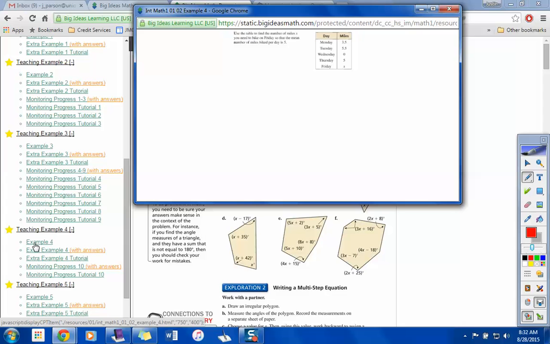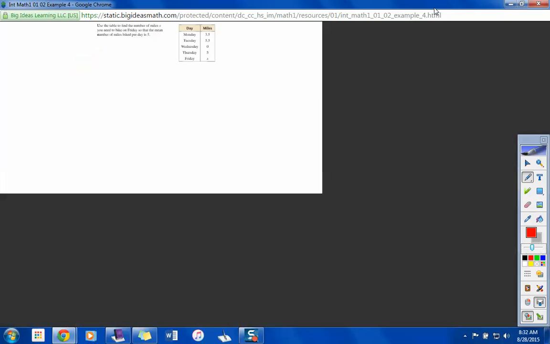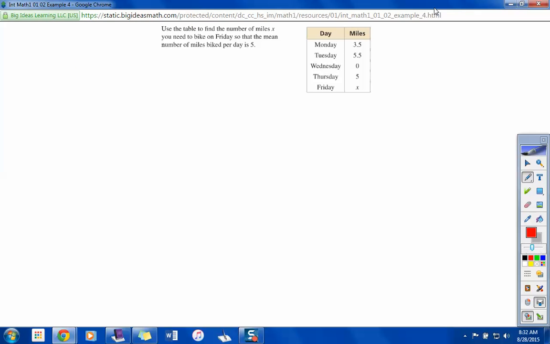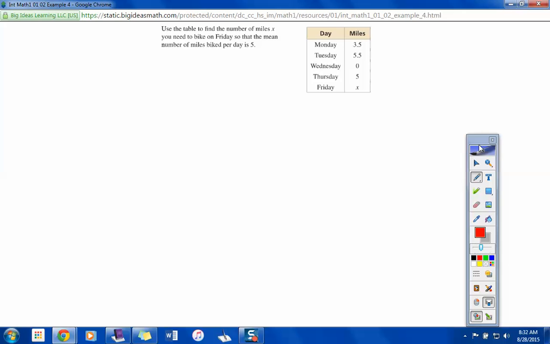Okay, I believe this is the problem you have up there. Is that correct? For your next example? Okay. In example 6, I believe it says the same thing. It's kind of small on your notes, but the notes say use a table to find the number of miles x you need to bike on Friday so that the mean, or average, number of miles biked per day is 5. Okay, you guys want the average to be 5 there, right?